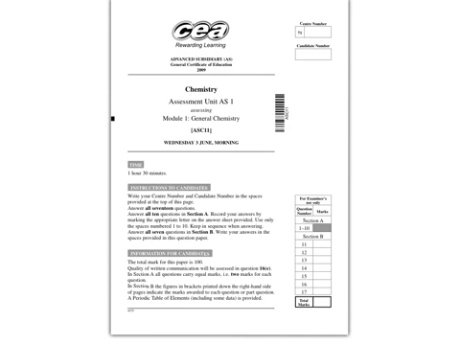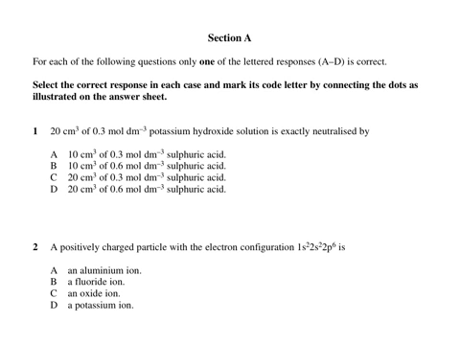Okay, so this is June 2009 and this is the CA paper of the old specification. Question 1 is a titration type question. If you have a read of the question, 20 centimetres cubed of 0.3 moles per decimetre cubed of potassium hydroxide solution is exactly neutralised by, and then it gives you some options of volumes and concentrations of sulfuric acid.